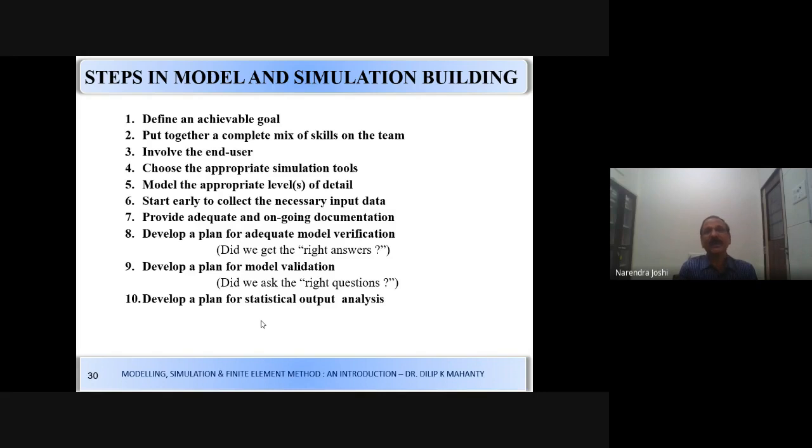You develop a plan for adequate model verification. Are we getting right answers? Very important. Similarly, develop a plan for model validation. Are we asking the right questions to get the right answer? These two plans are very important. And develop a plan for statistical output analysis. When I get the output, how do I analyze the data?